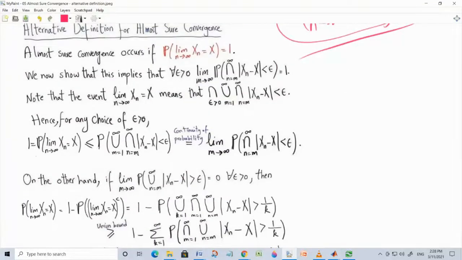So suppose that this statement is true. Suppose someone told you that the probability that the limit as n tends to infinity of xn is equal to x is equal to 1.